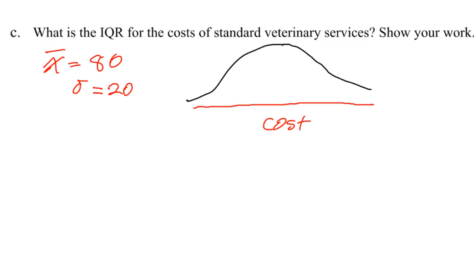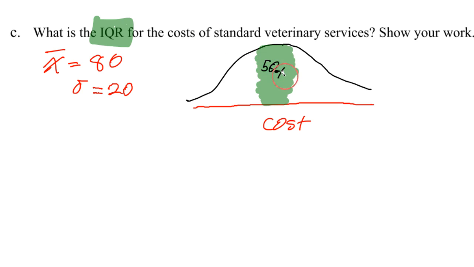Okay, so for part C, I've copied down some information and I've made a sketch here. The important part to notice is that they want to know what the IQR is. Remember that the IQR means the middle 50%. So somehow I need to figure out how to color in the middle 50% of this picture. And again, I'm just making a sketch here so I can talk this out.